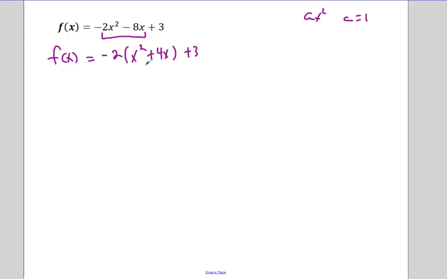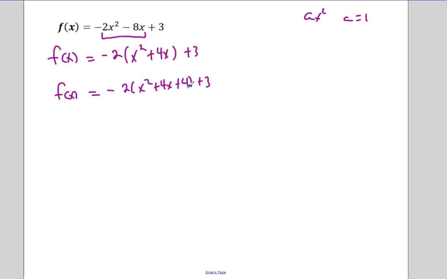Now I need to complete the square with this part right here. So that's my b. So b over 2 squared. So that's going to be 2 squared, which is 4. Gives me my perfect square trinomial. And so I have negative 2 times x squared plus 4x plus 4, and I have my plus 3. Now here's the kicker. It looks like I added 4 right here, but did I really add 4? Distribute that negative 2. I added a negative 8.